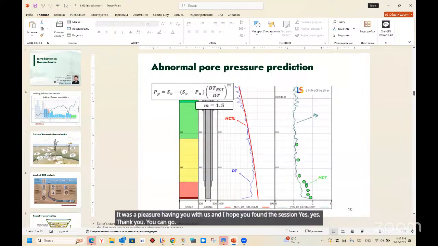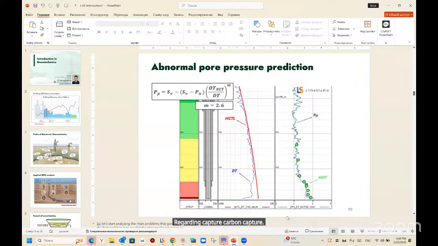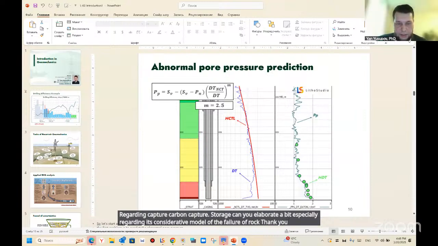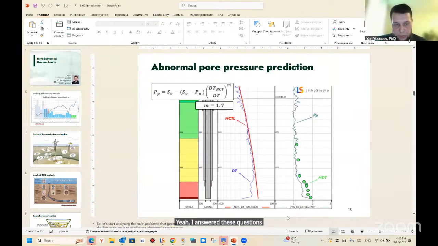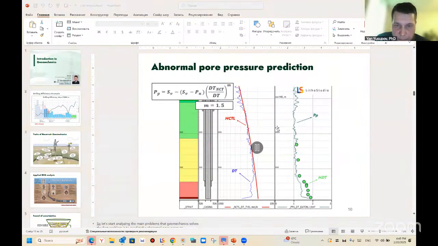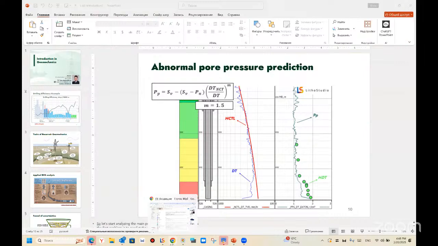Regarding carbon capture storage, can you elaborate a bit, especially regarding its quantitative model of the failure of rock? Thank you, Ivan. Yeah, I answered this question already. Of course, we can select a bit using experience of drilling of previous wells, and make recommendations for optimization of construction of casing.